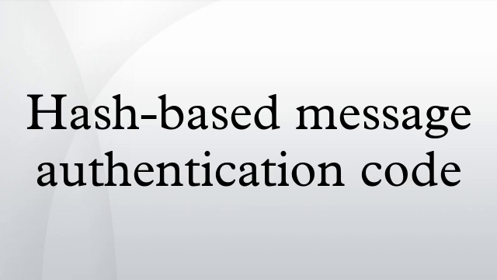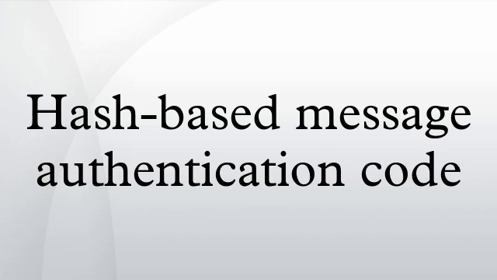Definition. Where H is a cryptographic hash function, K is a secret key padded to the right with extra zeros to the input block size of the hash function, or the hash of the original key if it's longer than that block size. M is the message to be authenticated, || denotes concatenation, ⊕ denotes exclusive OR, opad is the outer padding, and ipad is the inner padding.